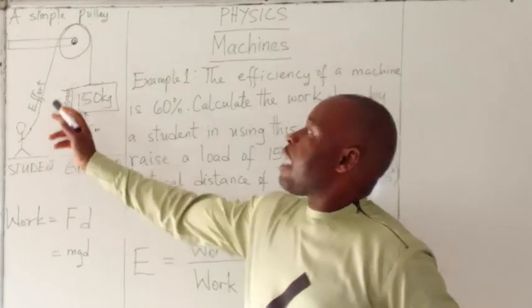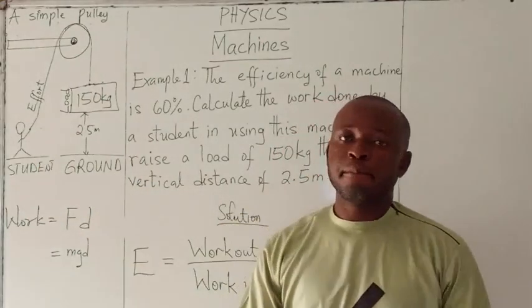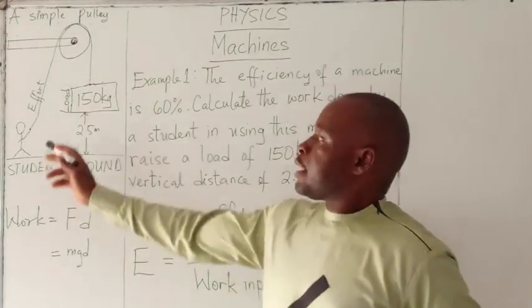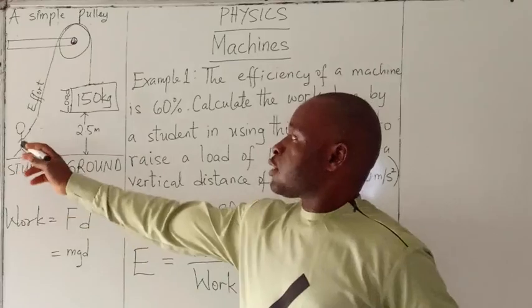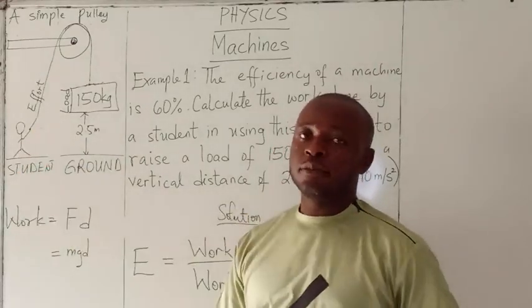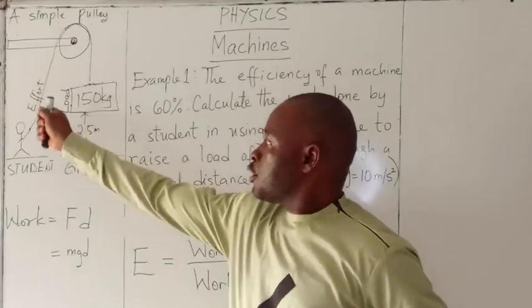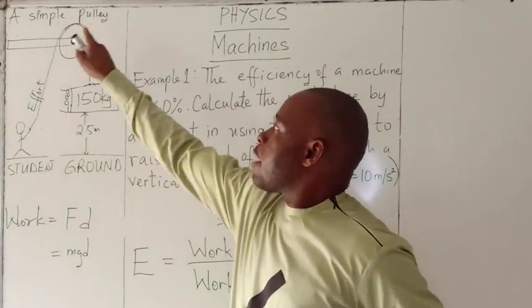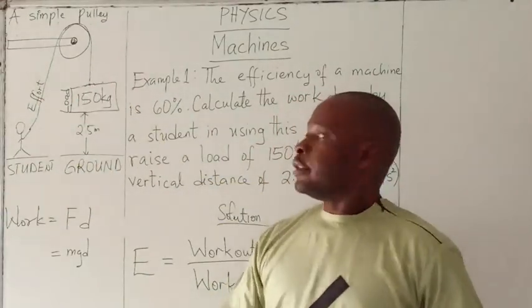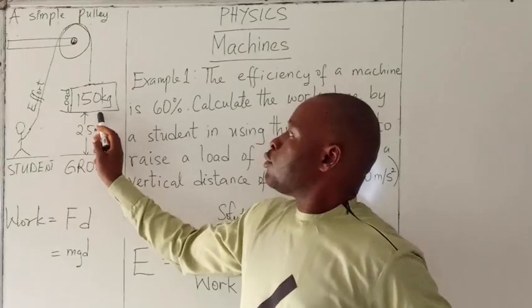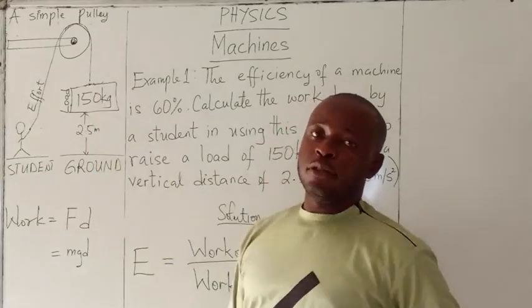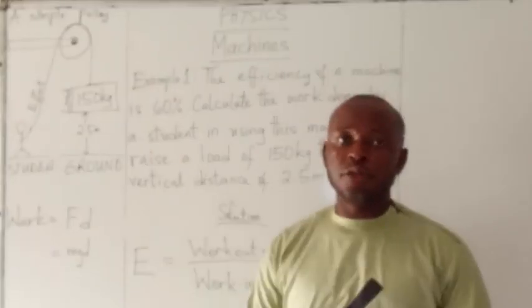On the board here we have a simple pulley. Do you see what is happening here? A student at one end applies effort. As this student pulls this rope that is hung around this pulley, this student overcomes the load attached to the rope at the other end. Do you understand?